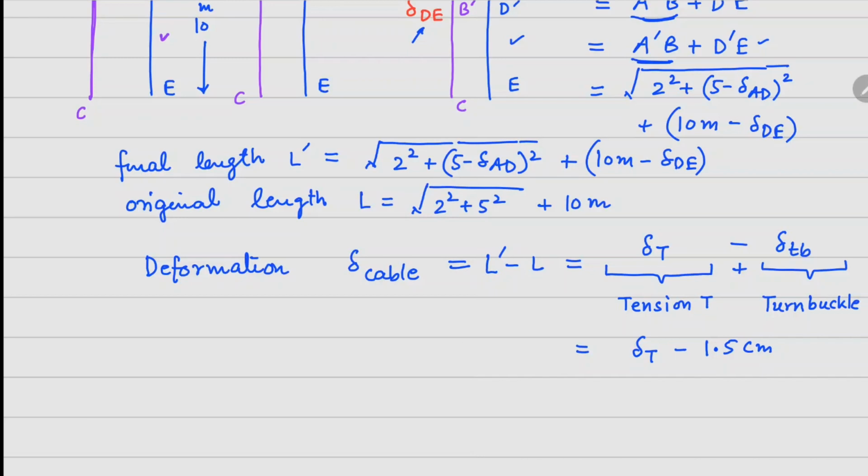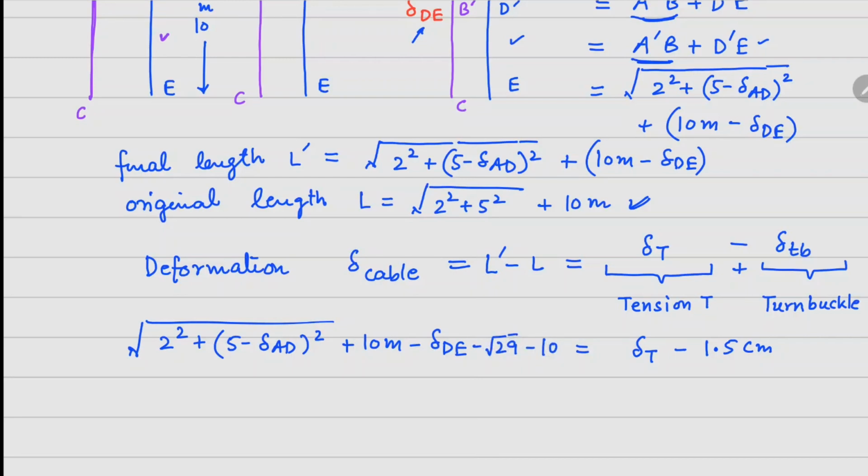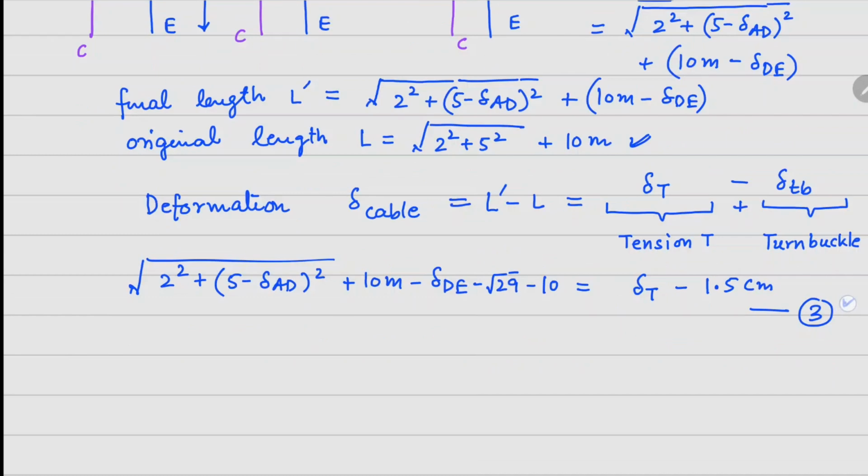Now on this side we can write down the relationship that we have written: square root of 2 square plus (5 minus delta AD) whole square plus 10 meters minus delta DE, and this is L here, which is minus square root 29 minus 10. And this relationship is the geometrical compatibility, or the third equation that we are looking for. This third equation has a square root there, so of course we can solve it using any numerical method, but let's see if we can find an approximate solution.